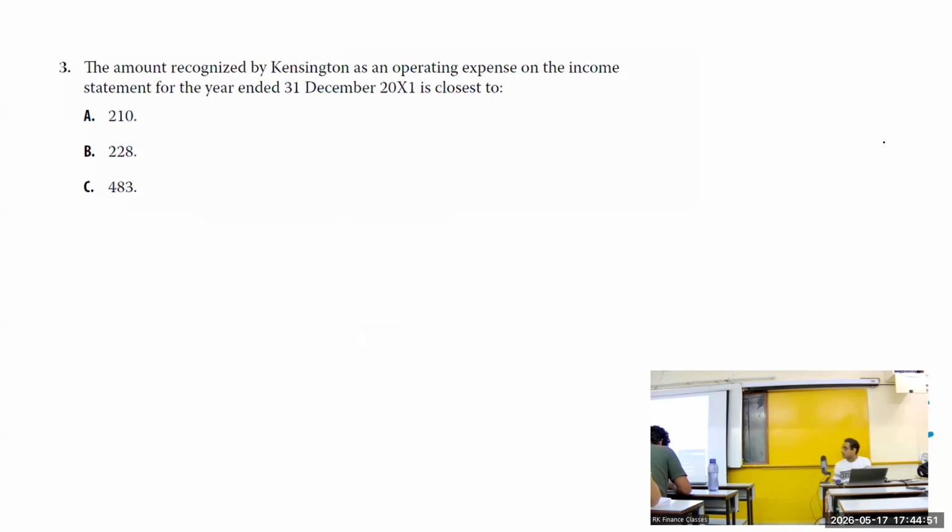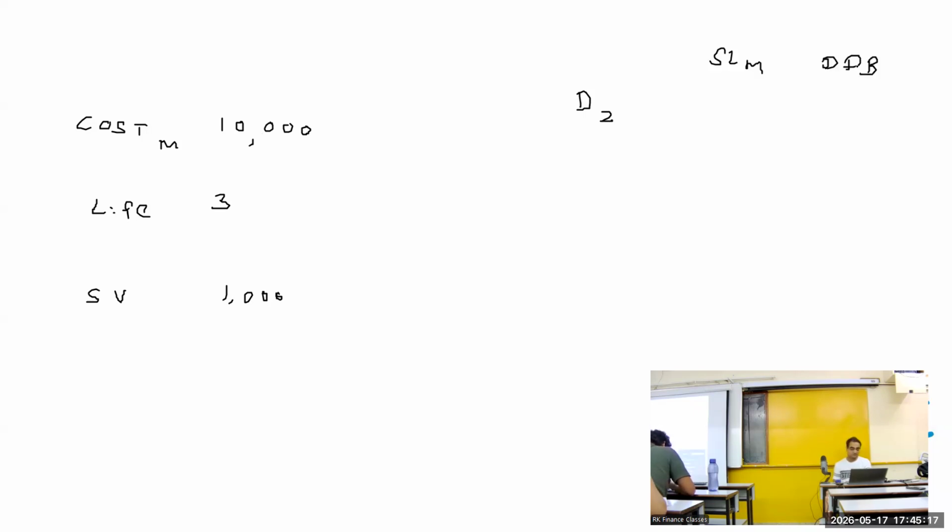Okay, the cost of a machine is 10,000. Life of the machine is 3 years. Scrap value of the machine is 1,000. Tell me the depreciation in the second year using SLM and double declining balance. Depreciation for the second year using SLM and double declining balance.